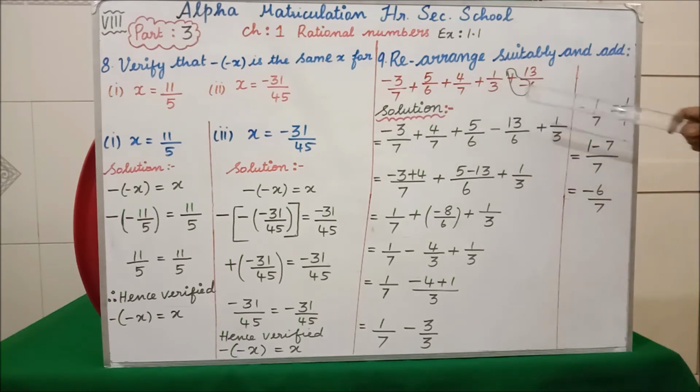Now I have written the 6. Then what is still remaining? Plus 1 by 3. Write that lastly, because for that we don't have a pair. Clear, students? Now we have rearranged. Clear how we have rearranged?